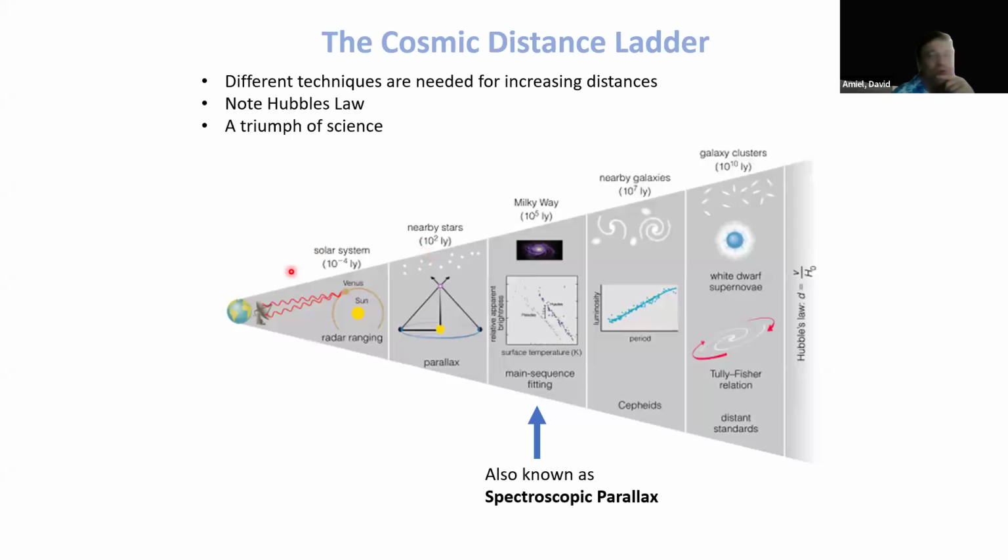Now, that only works for a 10,000th of a light year. What if you're outside the solar system? What are you going to do? You're going to use the technique that we are going to use today called the parallax method.